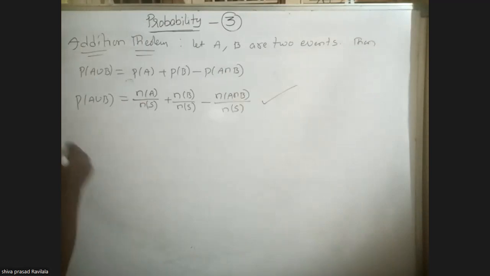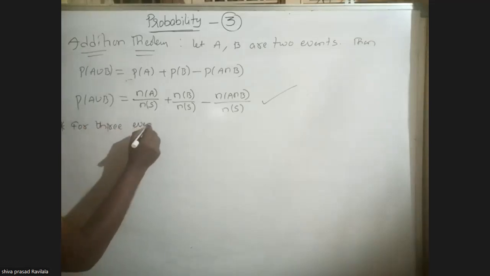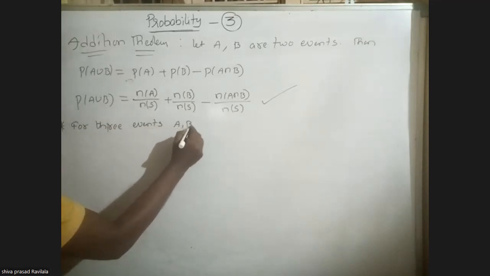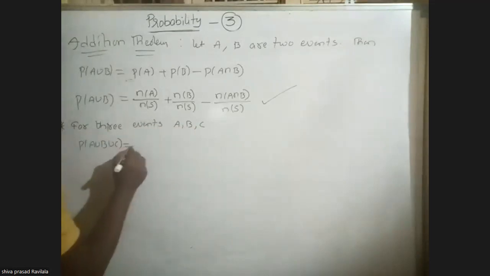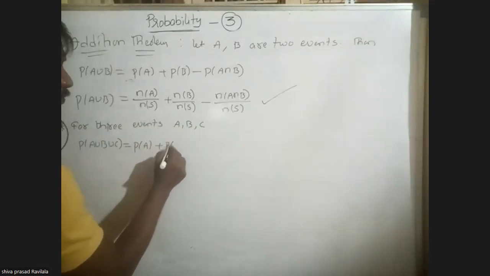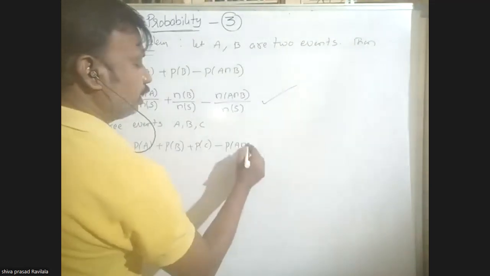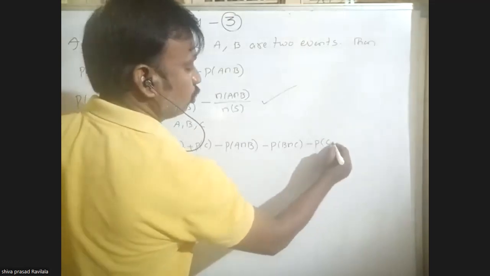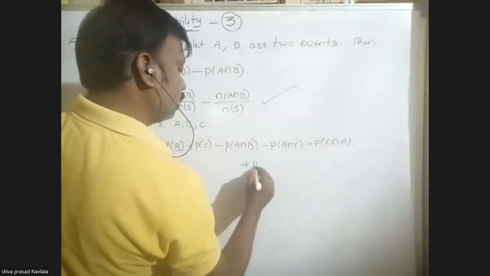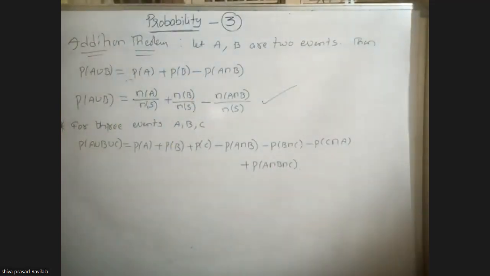For 3 events A, B, C, the probability of A union B union C is equal to the probability of A plus the probability of B plus the probability of C, minus the probability of A intersection B, minus the probability of B intersection C, minus the probability of C intersection A, plus the probability of A intersection B intersection C, same as the set formula.